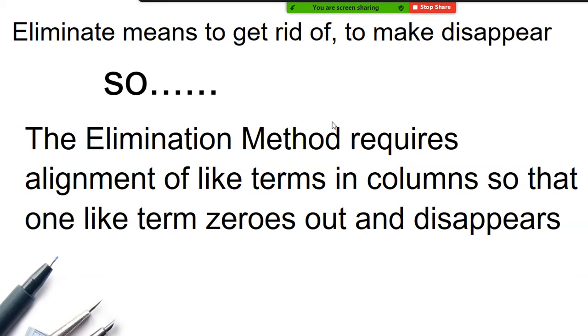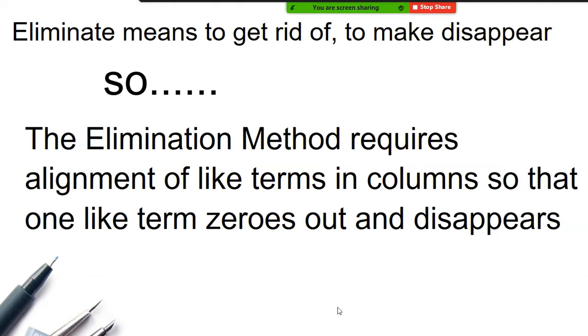Elimination means to get rid of, to make disappear, okay? And so when we are eliminating, what should be going through our minds is, I need to get rid of something. I need to make something disappear. And you should be writing this down, or if you want to take a screenshot to refer to it later, you can do that. Eliminate means to get rid of, to make disappear.